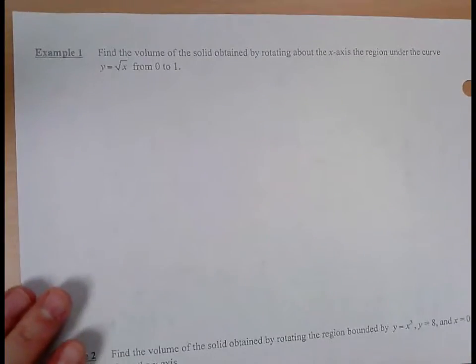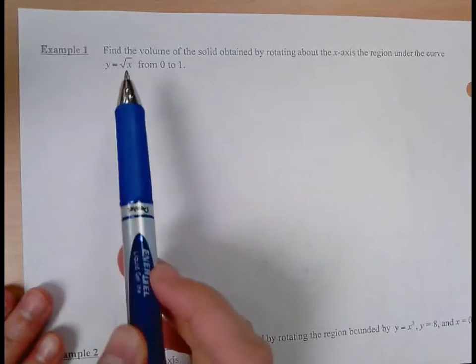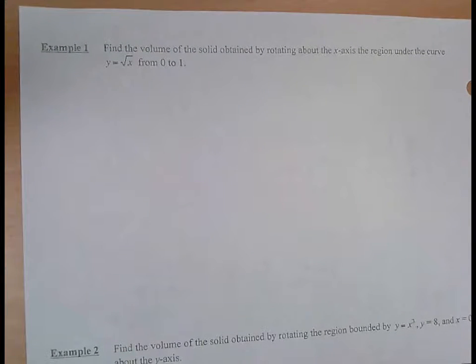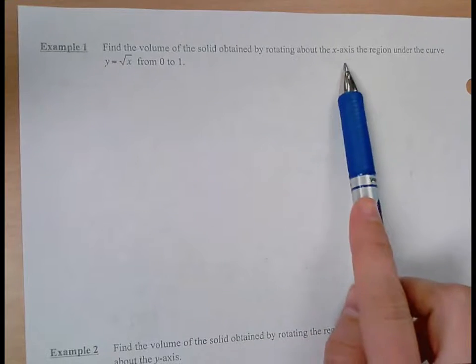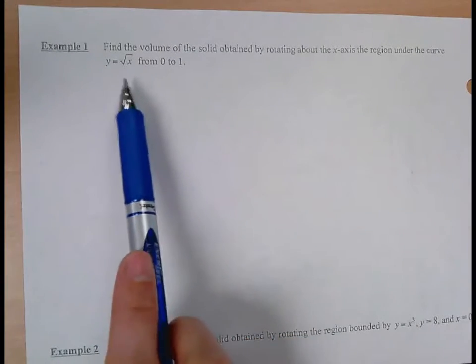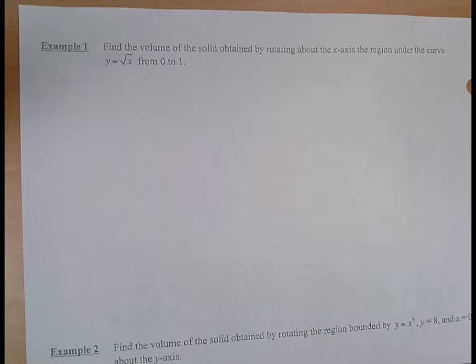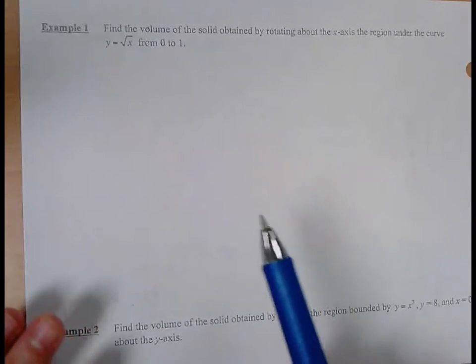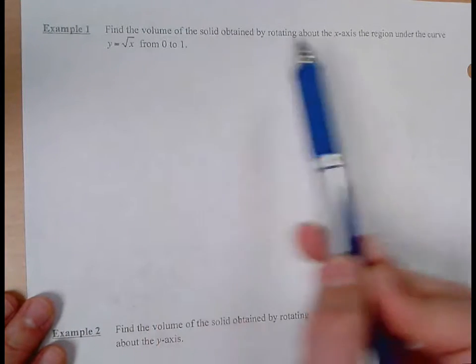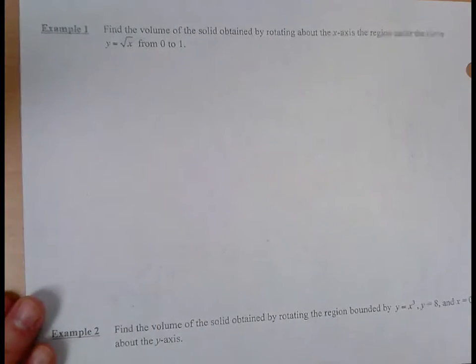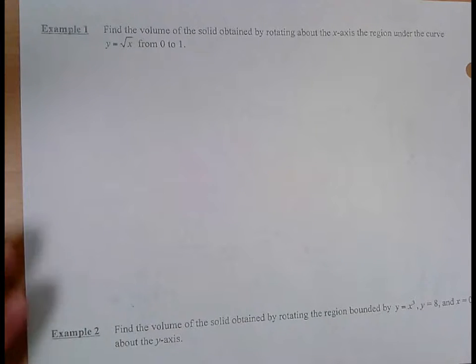So let's actually see a specific example. For this one, to sketch it, it's going to look very similar to what we just sketched because we have the square root function. It says find the volume of the solid obtained by rotating about the x-axis the region under the curve y equals square root of x from 0 to 1. So it's always going to tell you the curve that's forming the region. You should have boundaries. You should be told what you're rotating around. It doesn't always have to be the x-axis. Actually, the second example is the y-axis instead of the x.